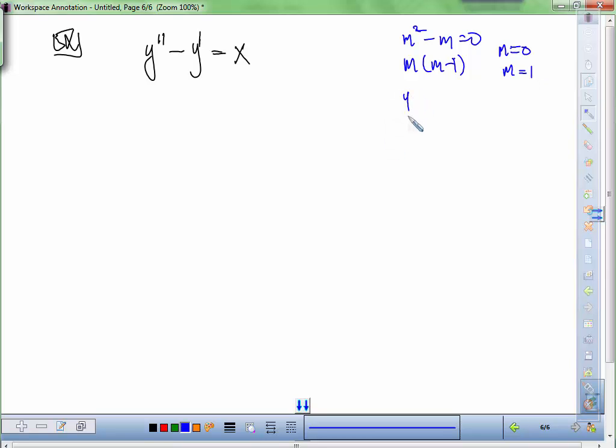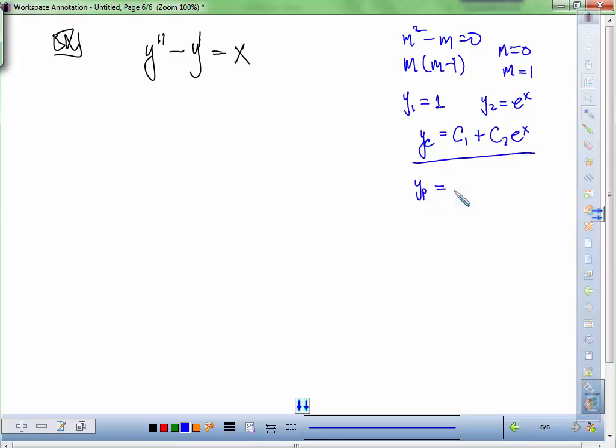So our y1 is going to be just a constant, and your y2 is going to be e to the x. And so right now our solution is C1 plus C2 e to the x. See, we're done. Like, took 45 seconds. Well, oh, we're not done. We have to find a particular solution.